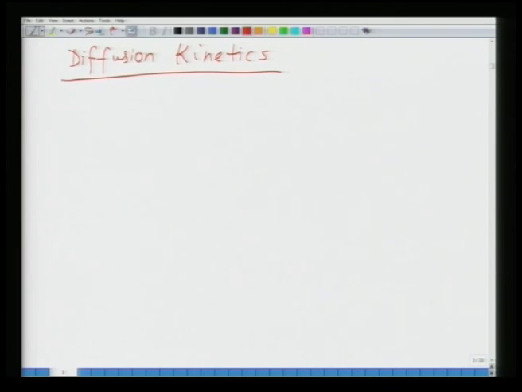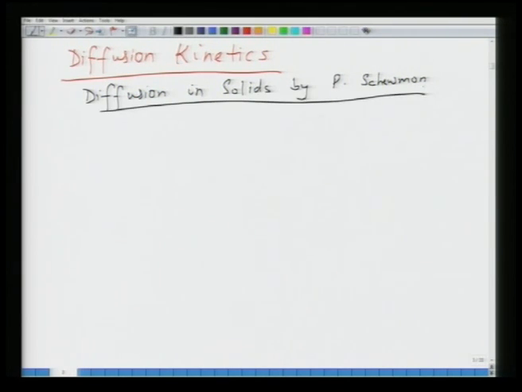If you want to go into details of diffusion, I would recommend this book, Diffusion in Solids, by Paul Shewmon. This is a very nice book written on diffusion in materials. So basically, diffusion is nothing but an atomistic process. It happens by movement of, let us say, atoms in a particular material from one place to another, typically from regions of higher concentration to lower concentration.